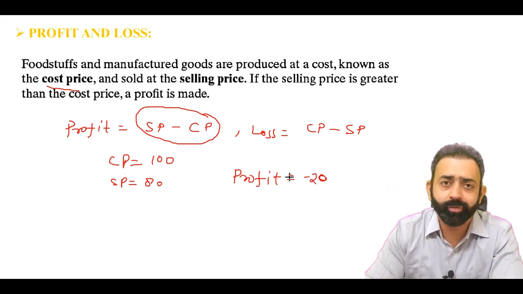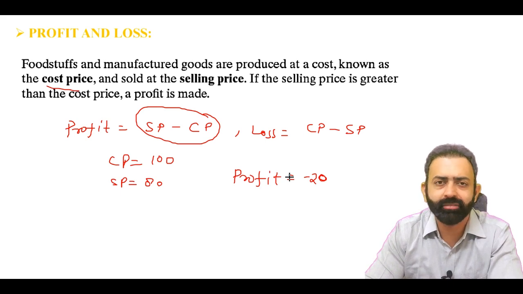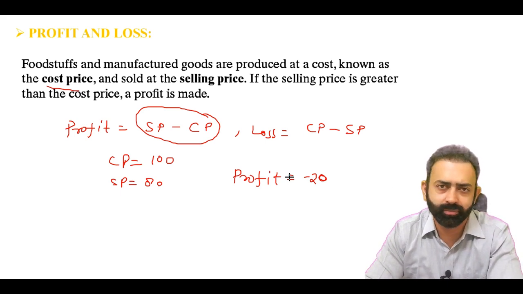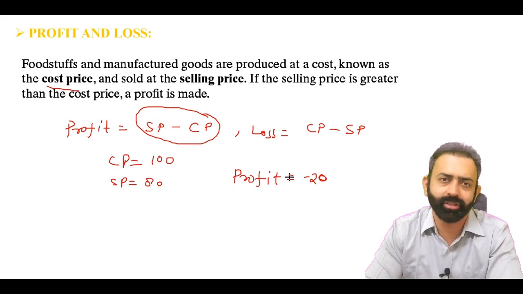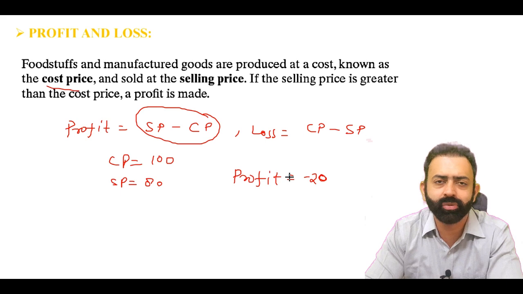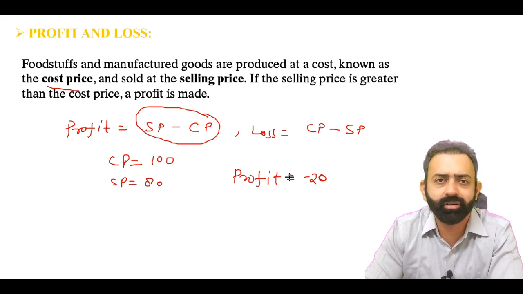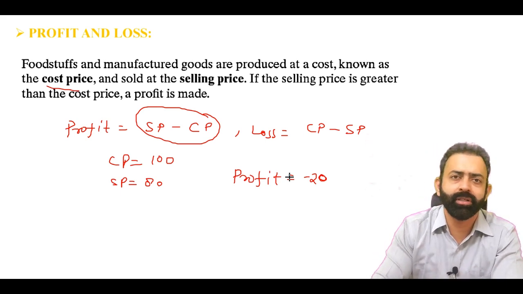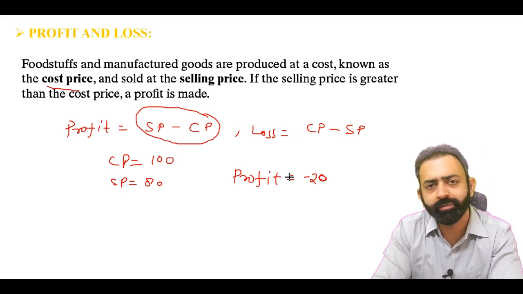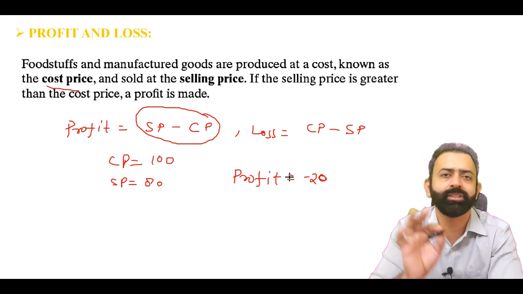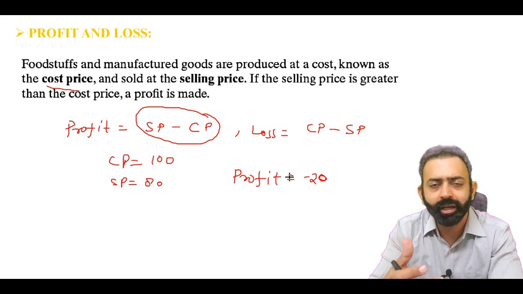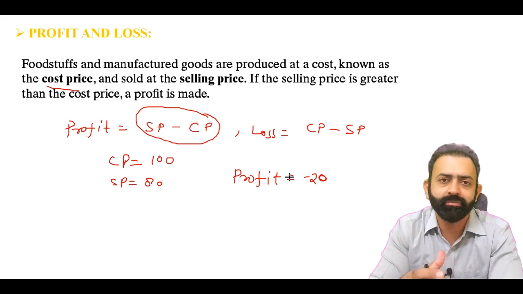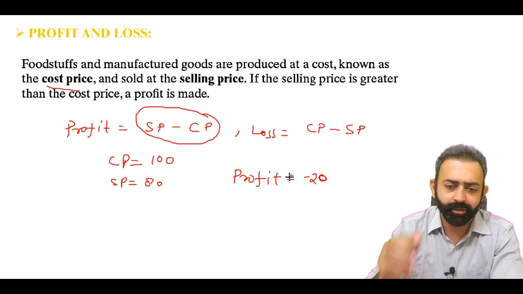Now, if profit is coming out to be negative, then we say that you are making a loss. And if profit is positive, we say you are making a profit. So simple, no need to mug up different formulas for profit and loss. We will subtract cost price from selling price. If that difference is positive, we say we have made a profit, and if that is negative, we say we have made a loss, right?